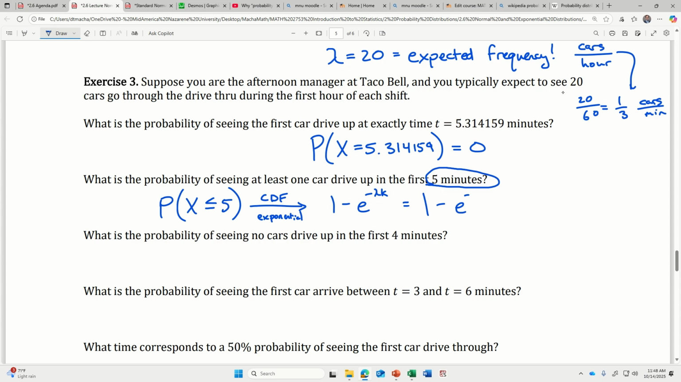So now let me try this again. We'll use lambda equals 1/3 cars per minute times 5 minutes. So I'm going to have 1 minus e raised to the power negative 5 divided by 3. Let's try that. And now I get 0.8111 as my probability. The probability of seeing at least one car drive up in the first 5 minutes is 81%.